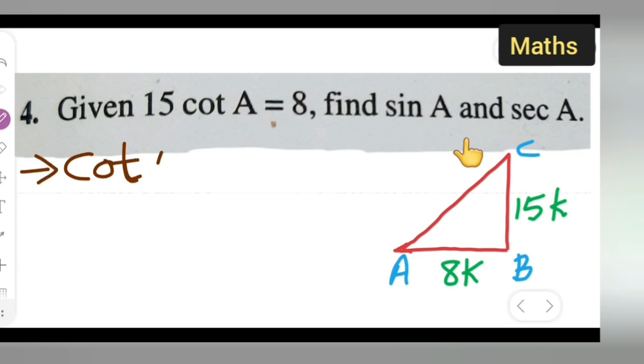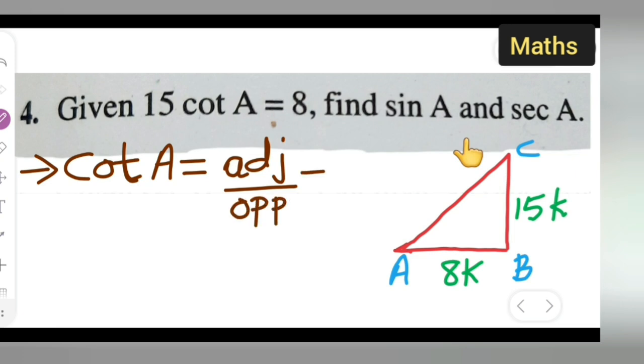Cot A is given, right? Now what is the formula for cot A? Adjacent upon opposite. Now what is adjacent? Adjacent side of A is nothing but AB, so I'll write down AB. The opposite side of A is nothing but BC. So AB upon BC you'll have to write down.